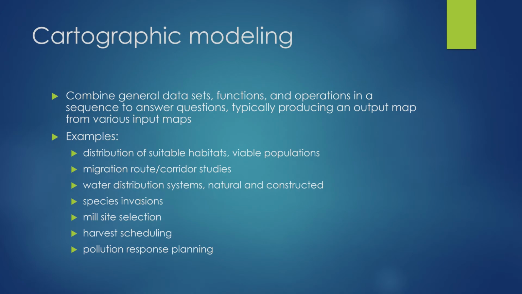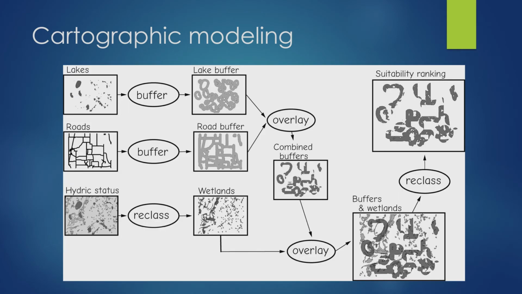You can look at migration routes, corridor studies, water distribution systems. We brought that up a little bit in this course. Species invasions, where are we going to put things, whether it's a mill site or a new grocery store, pollution response planning. These are all things that you could do with cartographic modeling.